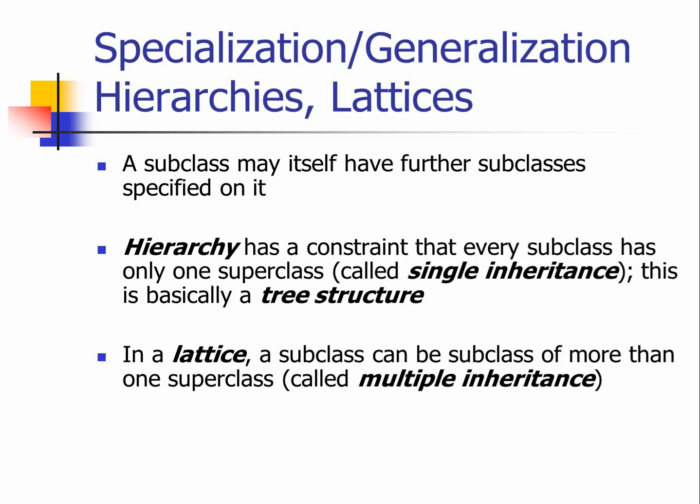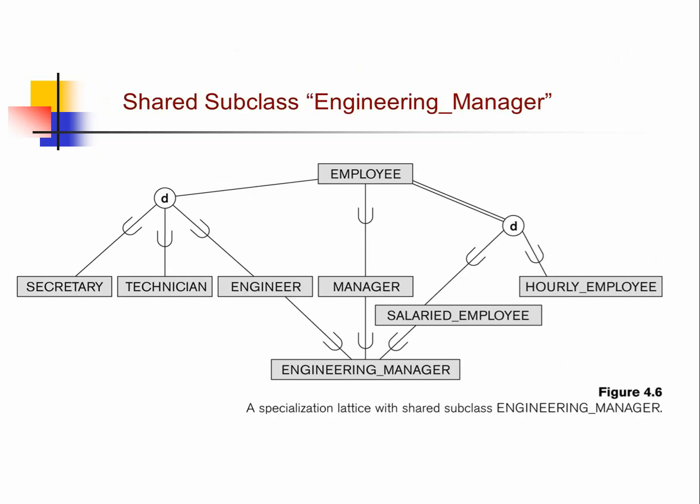So in this case, this is what we call a single inheritance. This is basically a tree structure, and that is what we call a hierarchy. On the other end, if you have some shared subclass, that means you have one subclass that has two superclasses. That means they are what we call a lattice, and this is called multiple inheritance. If you look into this slide, you will be able to understand.